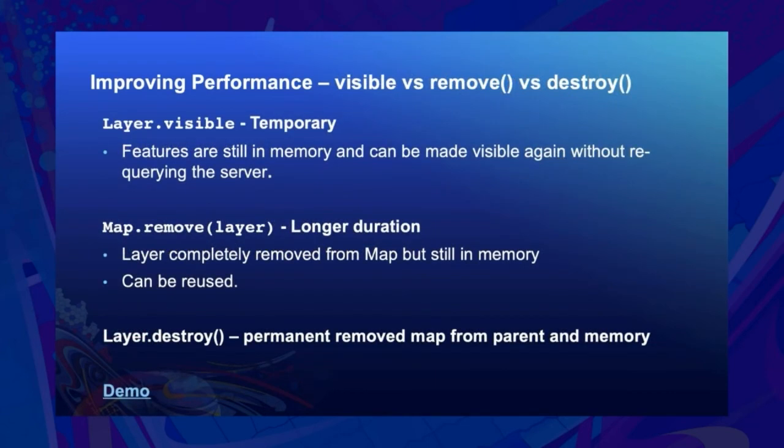You can also improve performance through visible versus remove versus destroy. Now, visible is just temporary. These features are still in memory, and you can simply just turn them on and off again without re-querying the server. It's very efficient. If you want a longer duration removal, then you use the remove method. The layer is actually removed from the map, but it's still in memory, so you can reuse it if you need it. For permanent removal of a layer from the map, the parent, and memory, you want to go ahead and use the destroy method.